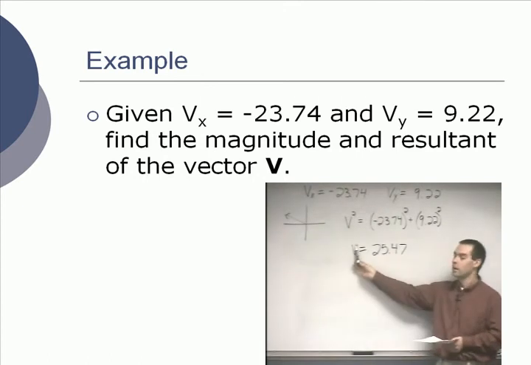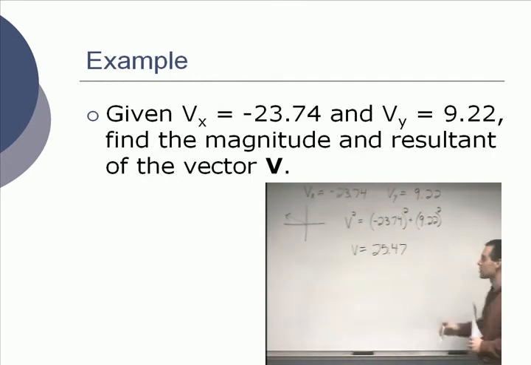Now, should I have a little arrow over this or not? Nope. It's not a vector. That's just the magnitude. So we just write v. Okay, we got half of our answer.